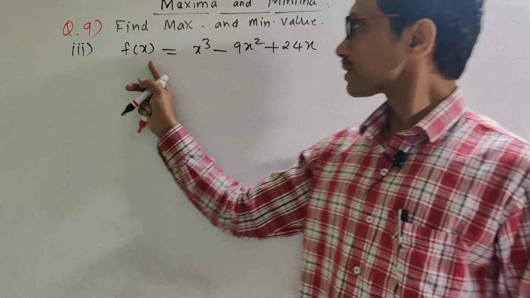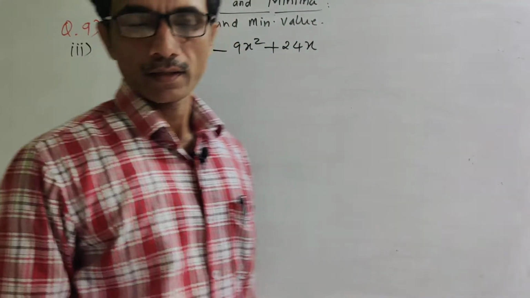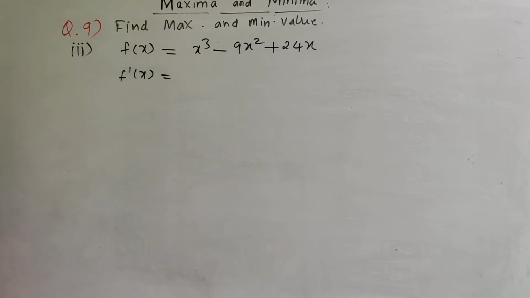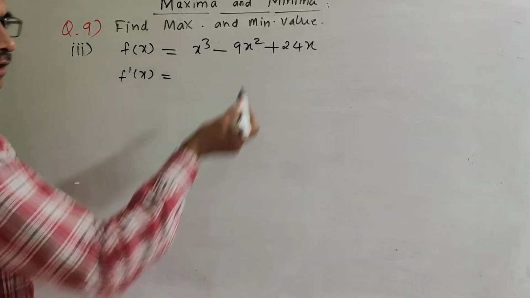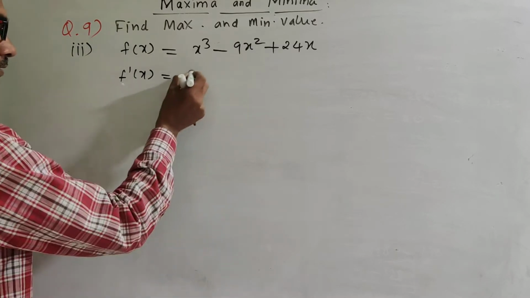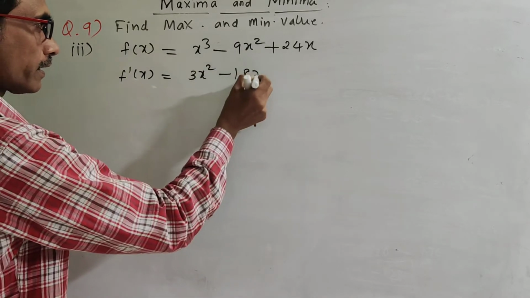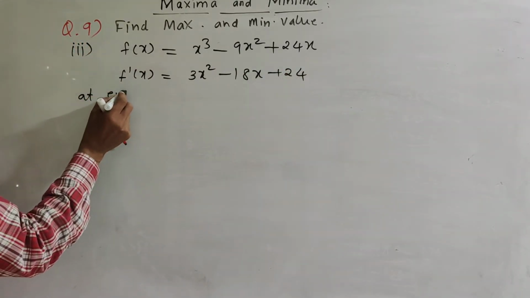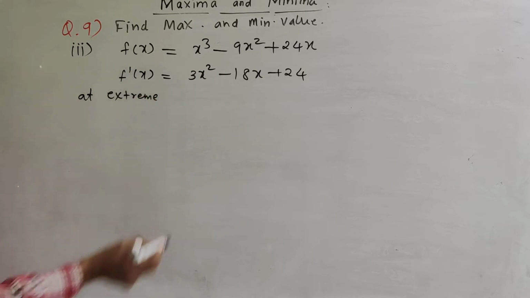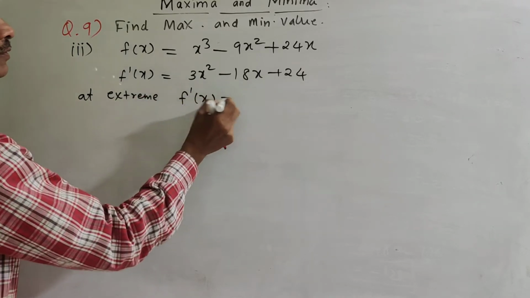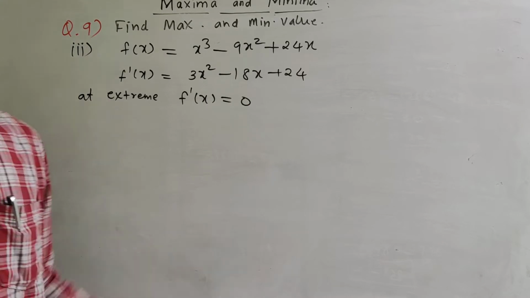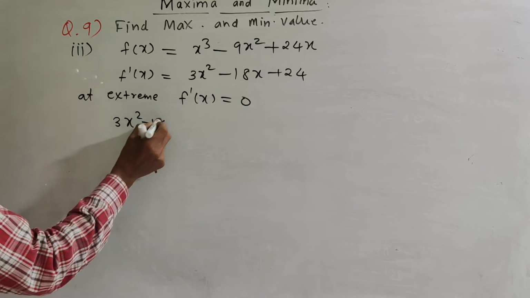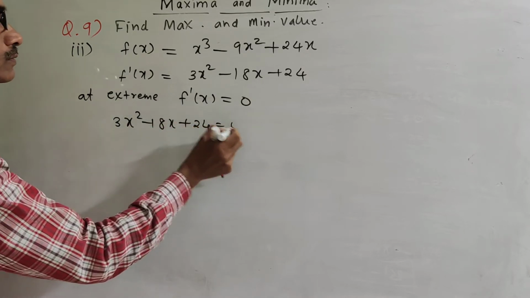Third sub question, f(x) is this. We find the maximum and minimum value. So first step is we find the derivative and we get the stationary point. We equate the first order derivative with 0. So 3x square minus 18x plus 24. So at extreme value, f dash of x is equal to 0. So 3x square minus 18x plus 24 is equal to 0.